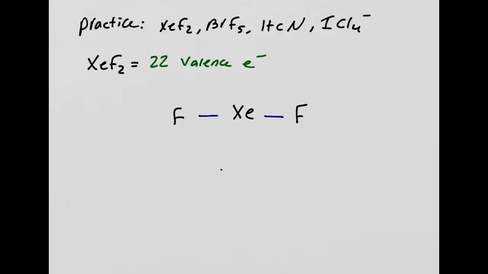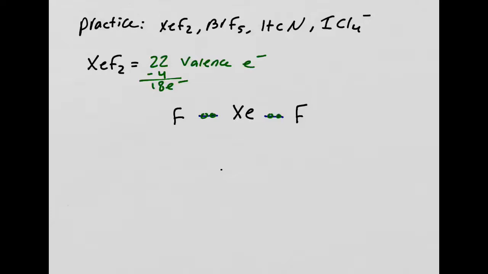Now each covalent bond, what does it keep happening? Each covalent bond has two electrons, right? Each covalent bond shares two electrons. So how many have I already put down? 1, 2, 3, 4. So I've already put down 4. 22 minus 4 is 18 electrons left to account for.